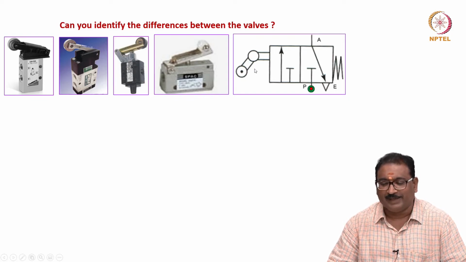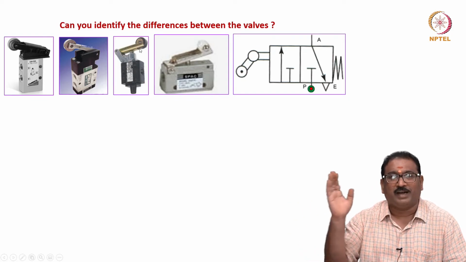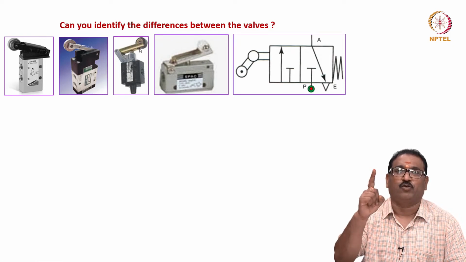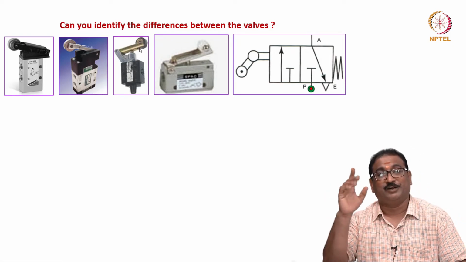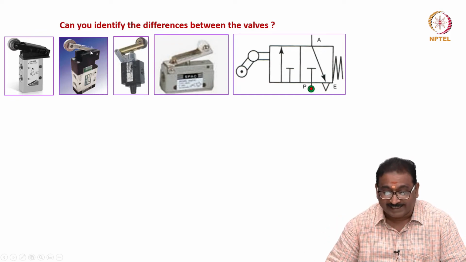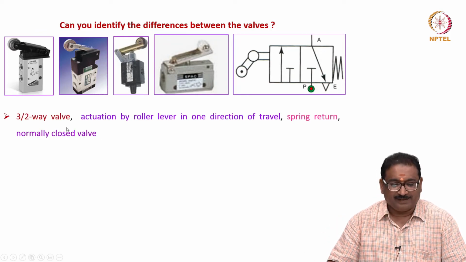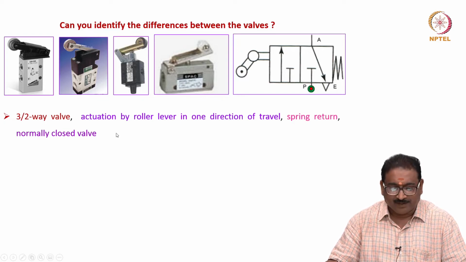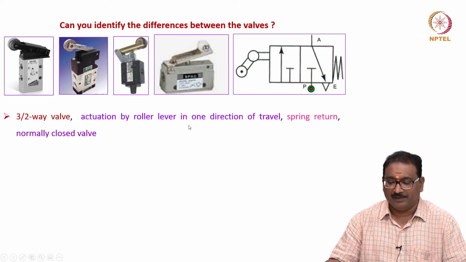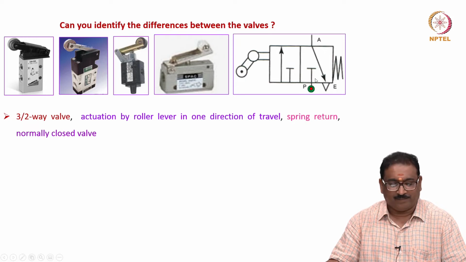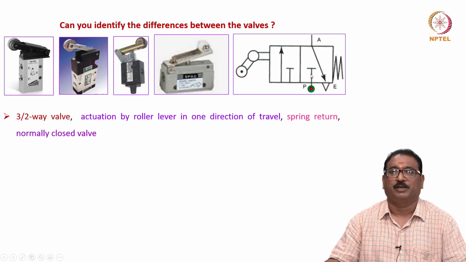What is this? Can you please tell me? Only in one direction the valve gets actuated. In the return direction it will not. How you place this is very important. What is this? It is a 3/2 valve, actuated by roller lever in one direction of travel. Spring return, normally closed. Please understand, normally closed. The pressure port is blocked.